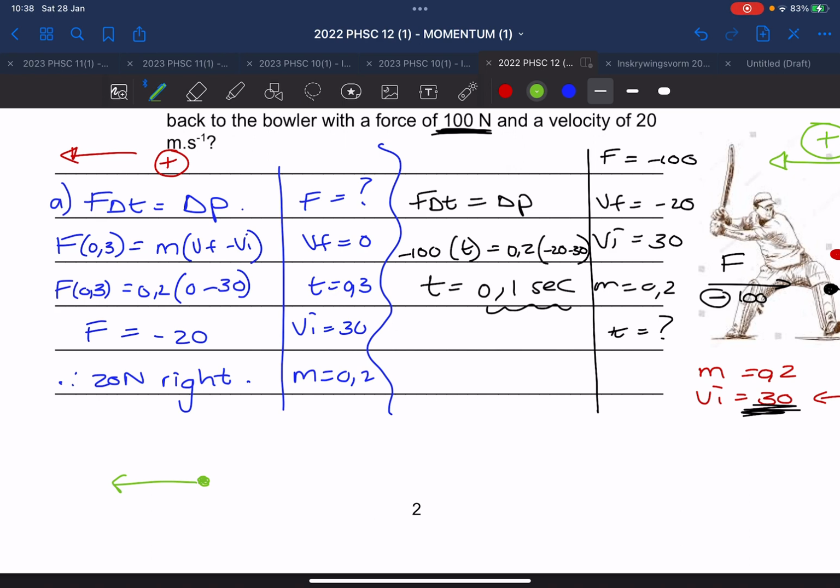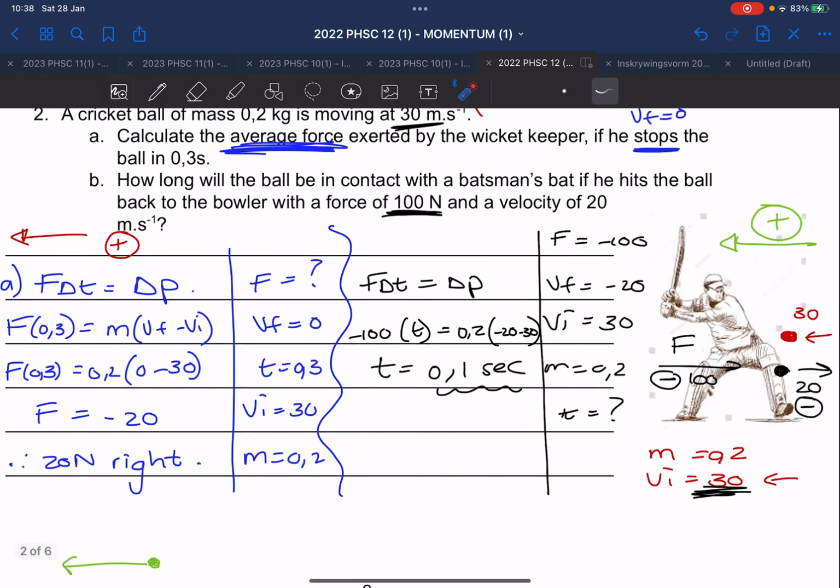Okay, then the next question is another ball. So now the bowler bowls another ball. It comes in again at 30 meters per second. But now the batsman hits the ball. So it asks, how long will the ball be in contact with the batsman's bat if he hits the ball back to the bowler with a force of 100 newtons and a velocity of 20 meters per second?